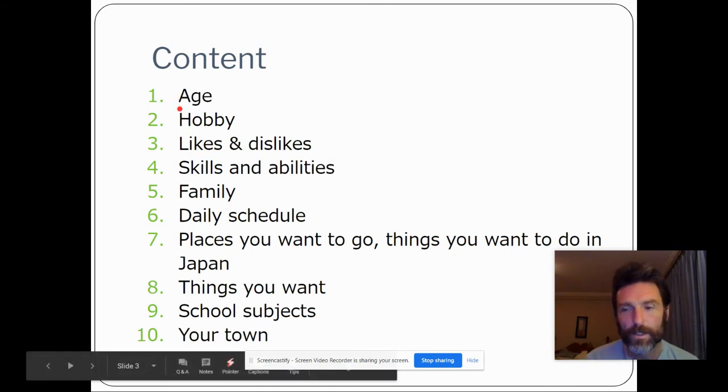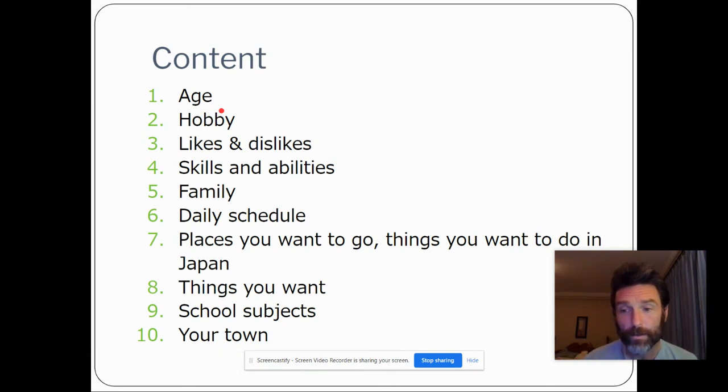Age, right? 私は16歳です. Like you're just done there. And so that's totally fine. I mean, use it. It's one. But don't just be like 16歳です。趣味は、バスケットボールです。バスケットボールが好きです。バスケットボールが上手。家族は4人です。Right? So try to challenge yourself with this. I'm excited to see what you guys come up with in this.